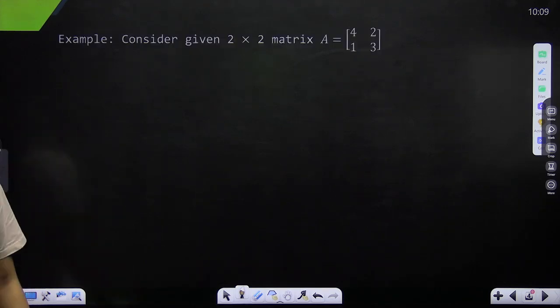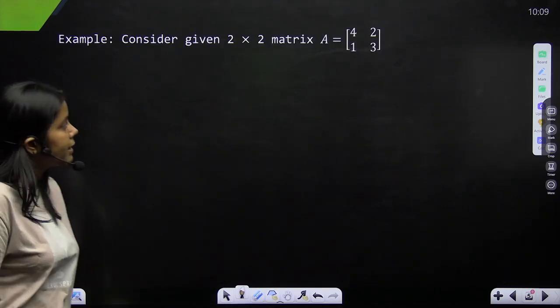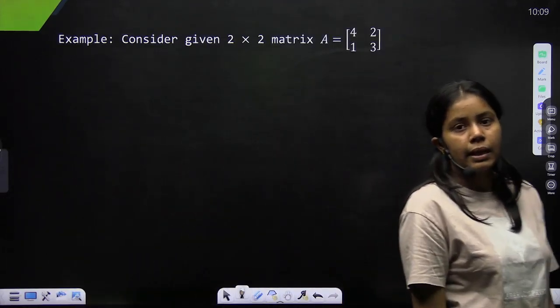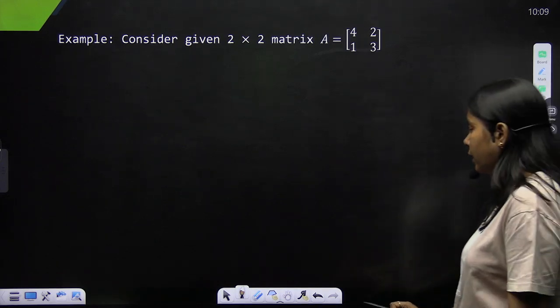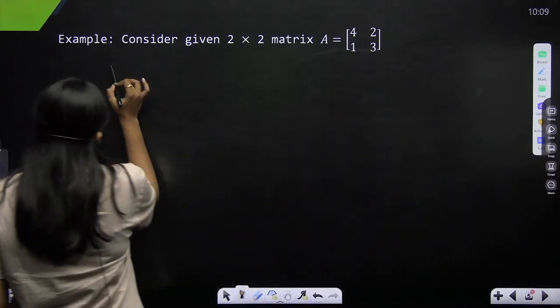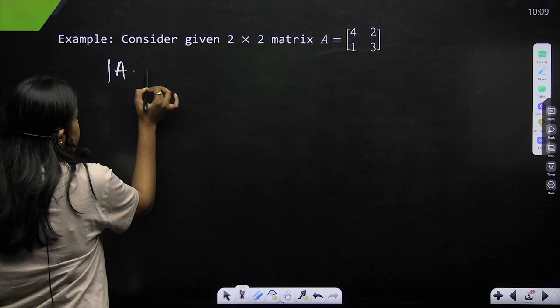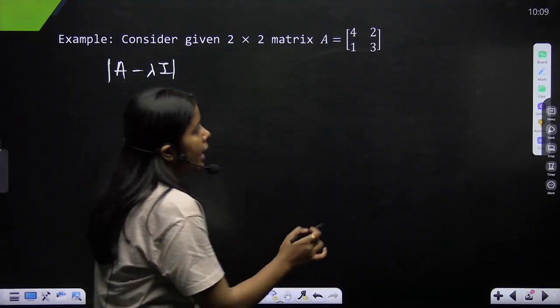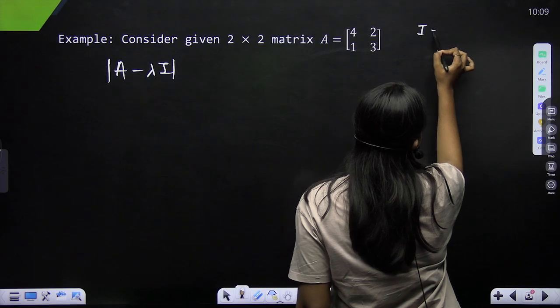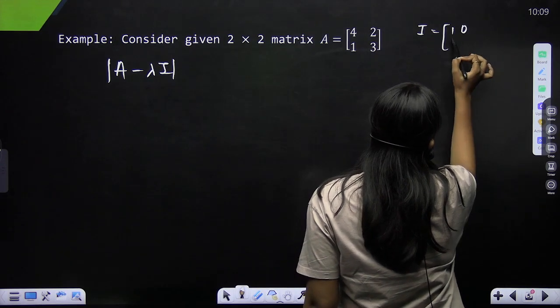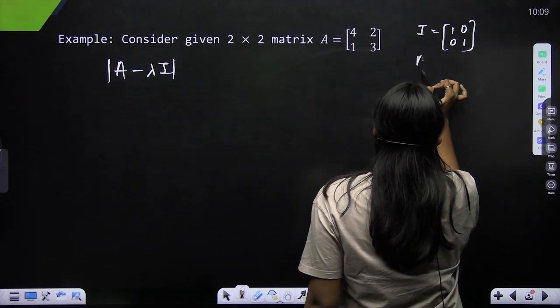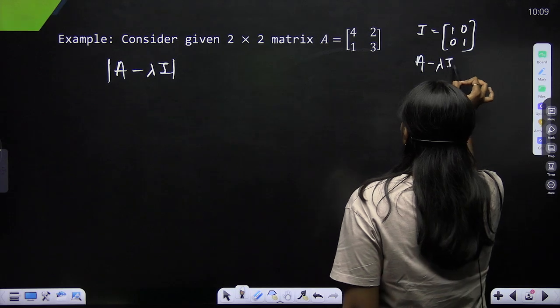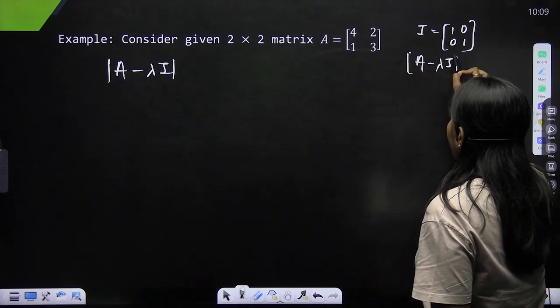So we have this question. This matrix is given to us, a 2 cross 2 matrix. I need to find the eigenvalues and eigenvector. So we know that to find eigenvalues, I have to solve this equation, determinant of A minus lambda I. A is this matrix. I would be an identity matrix, 1 0 0 1. And if I find the A minus lambda I matrix, what would it be?